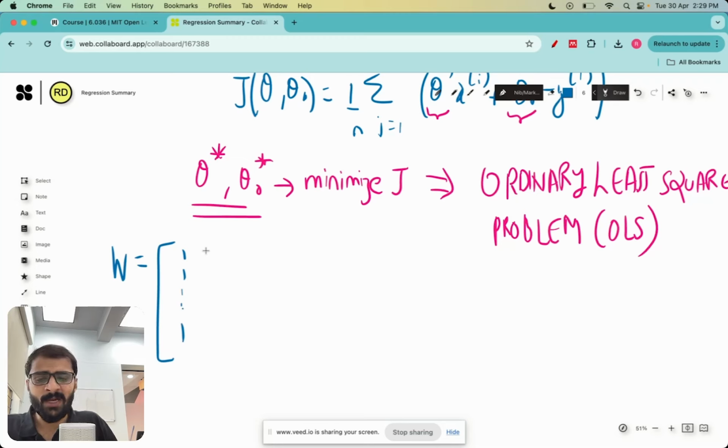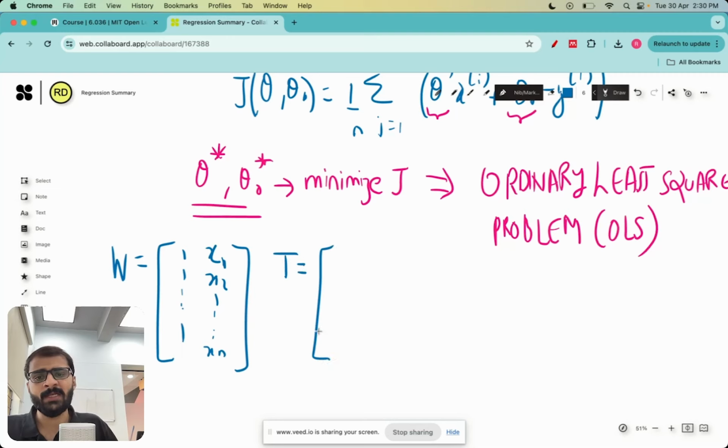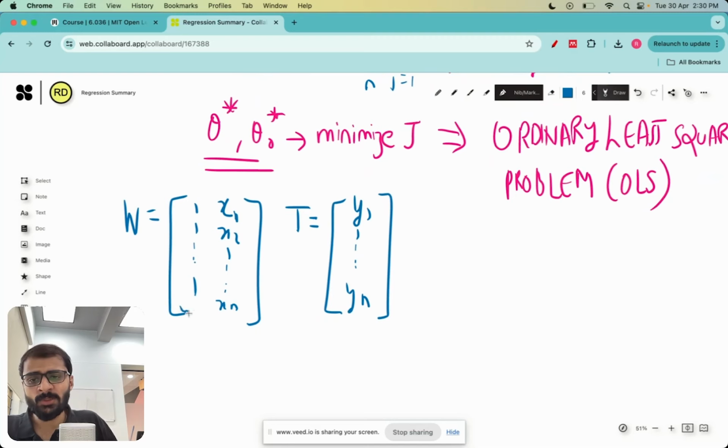This is, let's say, my first point x1. This is my second point, dot dot dot, this is my last point xn. I'm doing this for the case of one dimension. Then we define another vector called t, which is the target values, and that's just a collection of y1 to yn. The main thing to remember is W has this augmented, it's called the augmented matrix because it has this column of ones.